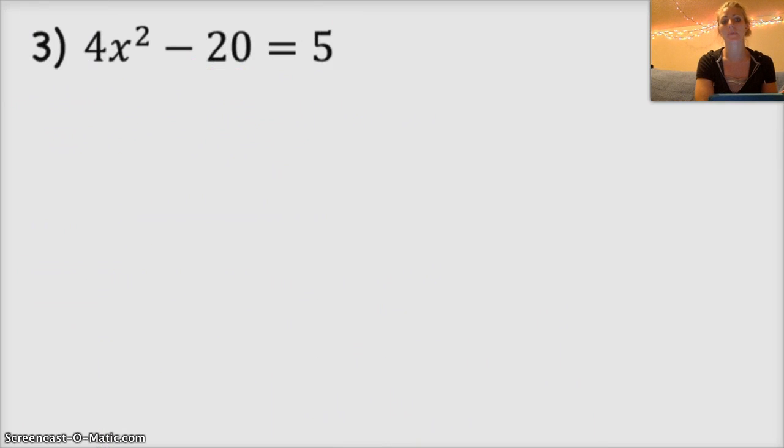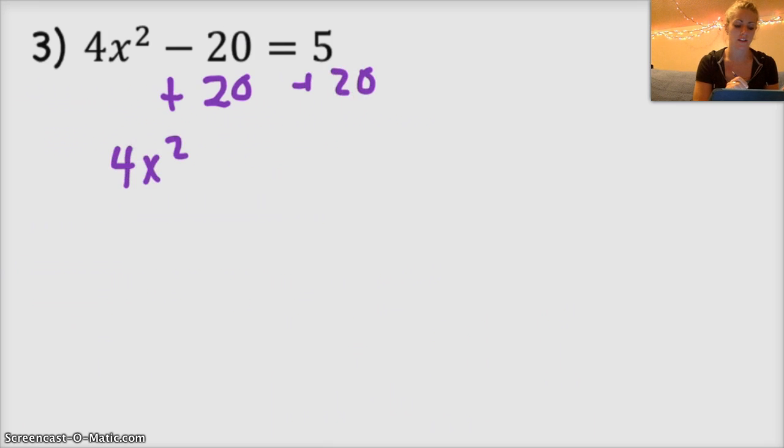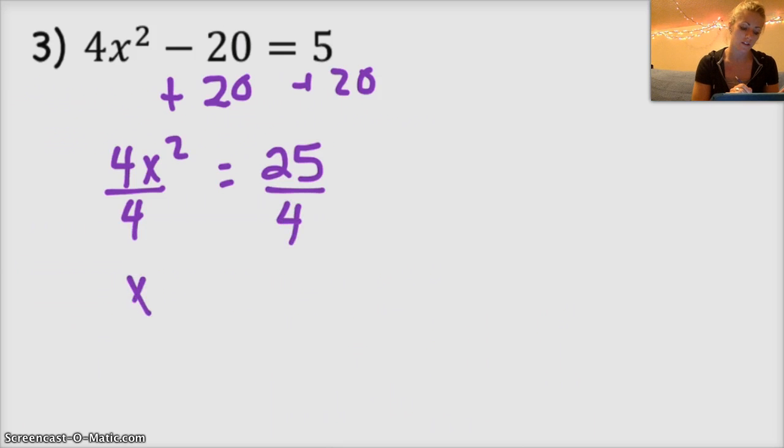All right, last problem. 4x squared minus 20 equals 5. Now, if you notice, if you add 20 to both sides, you end up with 4x squared equals 25. Then, I have a couple options at this point. I prefer to divide by 4 first, because then I don't get confused about where the plus and minus goes. So I go x squared equals 25 over 4.